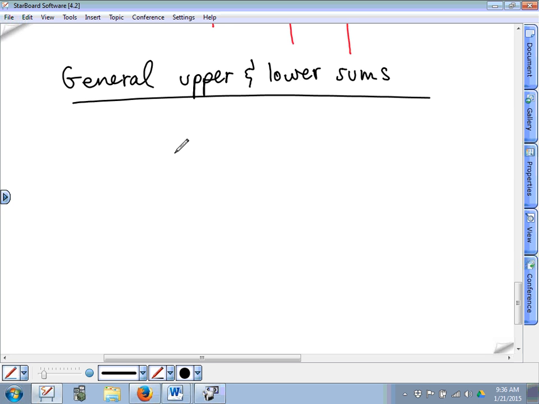I think I mentioned this briefly last time. An upper sum, that would be circumscribed. A lower sum would be inscribed. They're called upper and lower sums because the upper is a little bit greater than the actual area. A lower sum is the inscribed. That's going to be a little bit lower or less than the actual area.